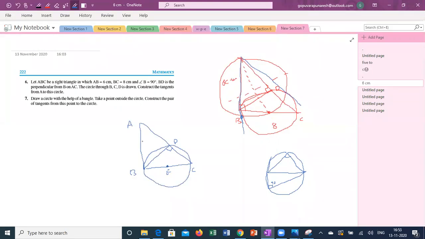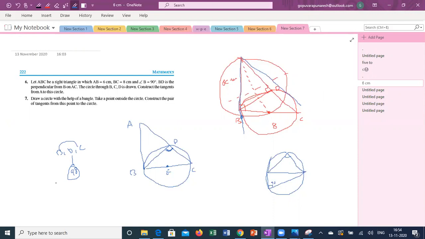BC is the diameter. Then only it is possible that D is a right angle. See, the circle is passing through B, D, C, where D is 90 degrees. So it is possible only if BC is the diameter. Is it clear what I am saying? Do you remember this from 9th standard circles? Yes, sir.